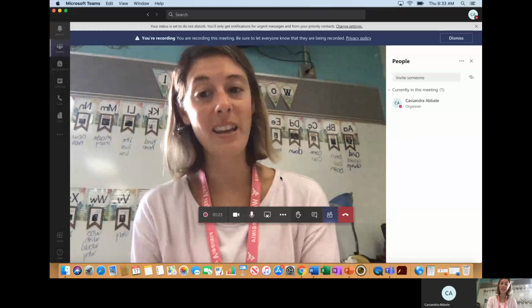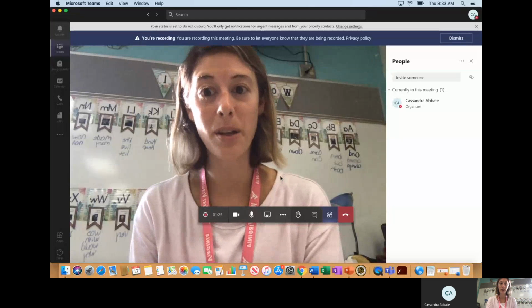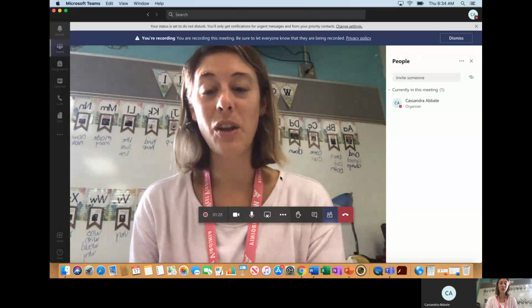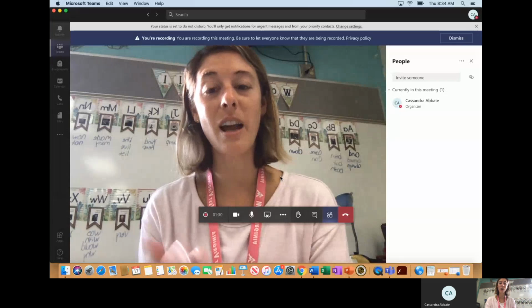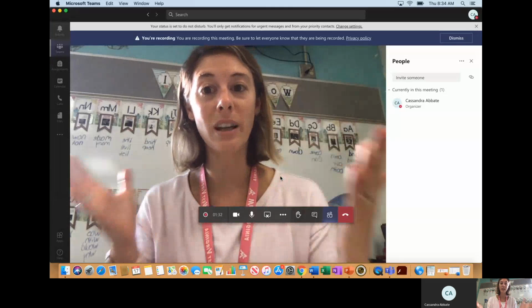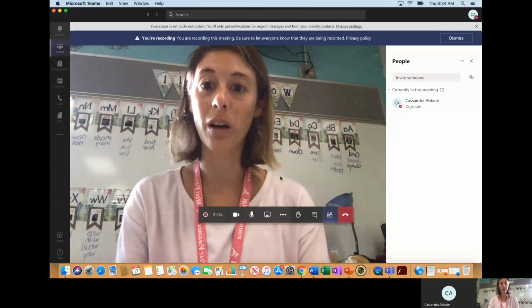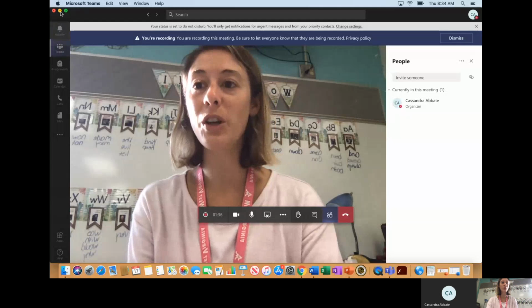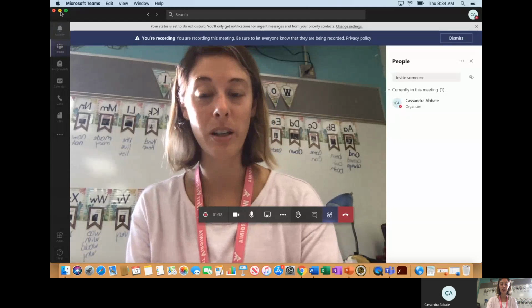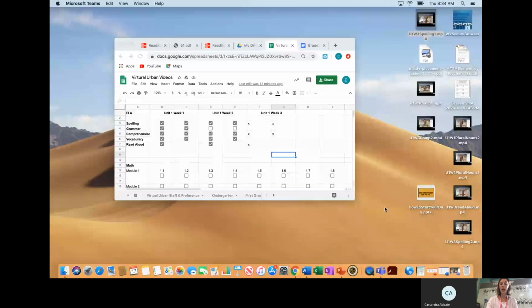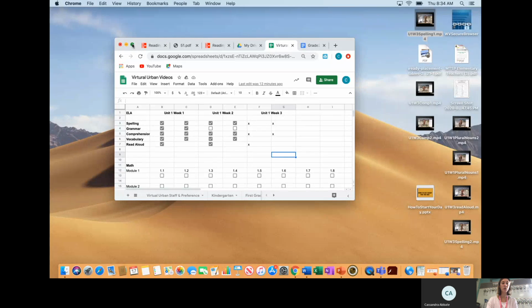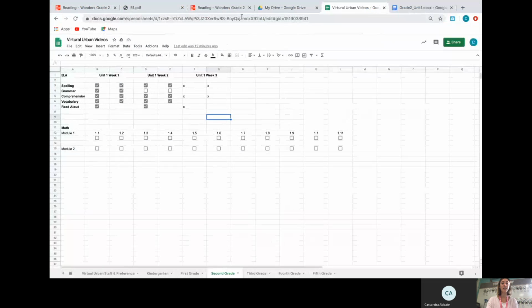Our lesson today is going to be our vocabulary for the week. So that means we're going to be learning a new skill to help us with vocabulary words and really expand our knowledge of words. For Unit 1, Week 3, our vocabulary skill is going to be context clues.